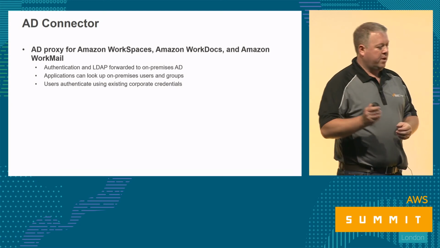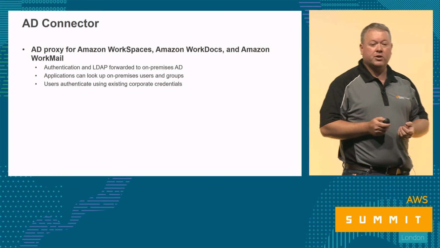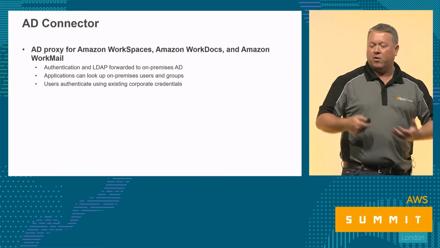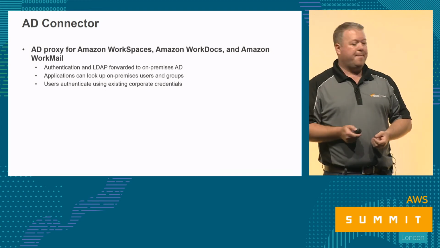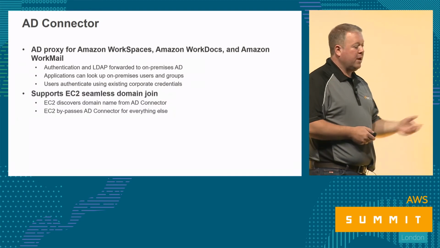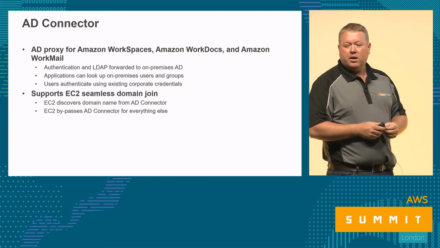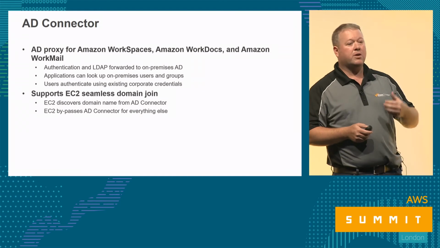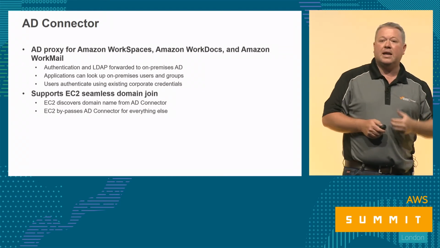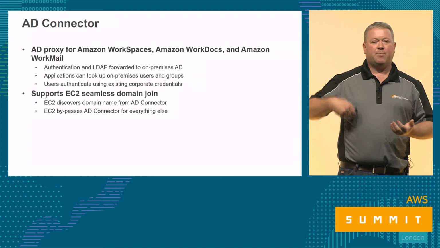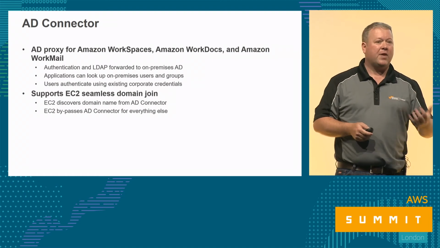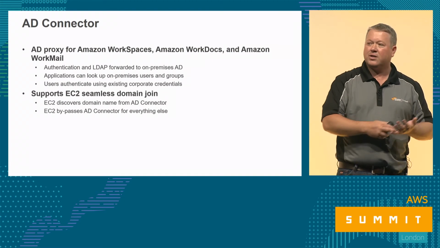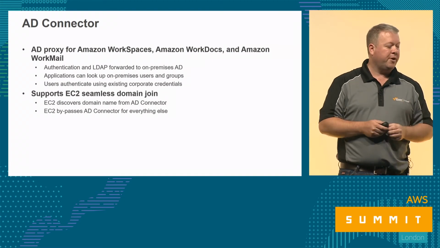It's able to look up on-premises users and groups, and it's able to authenticate, so it's able to use your corporate credentials to do that. As I mentioned, it supports EC2 seamless domain join. So like Microsoft AD, it will give you an item inside of the console or via the CLI, and it lists it as a directory. Therefore, when I'm spinning up EC2 Windows instances, I can select that directory, and it knows how to look up the domains, where it needs to be, and it's able to do domain joins for you.